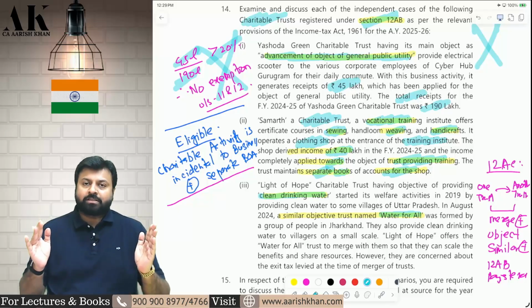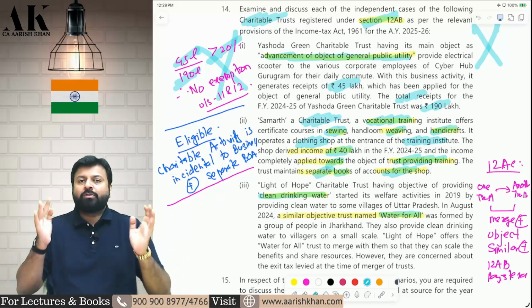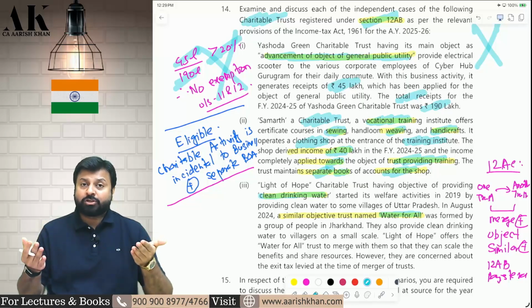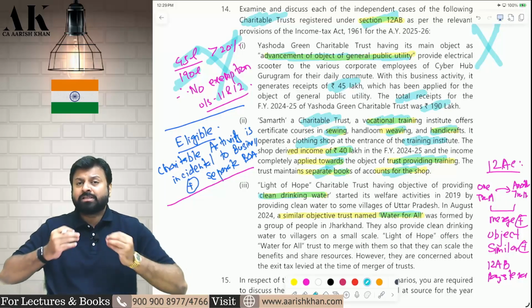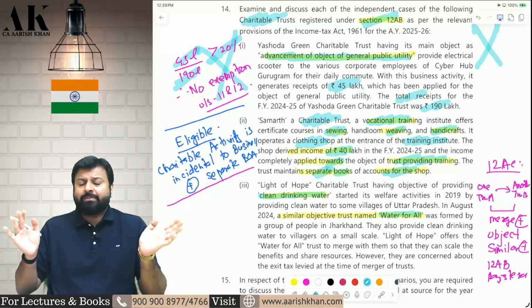So there are 2 things which the trust is doing. One, the trust is providing training to the students. Another, the trust also has a shop from which they are selling clothes and earning money. Whatever money they are earning from selling the clothes, they are using for the purpose of training. They are maintaining separate books of accounts also.